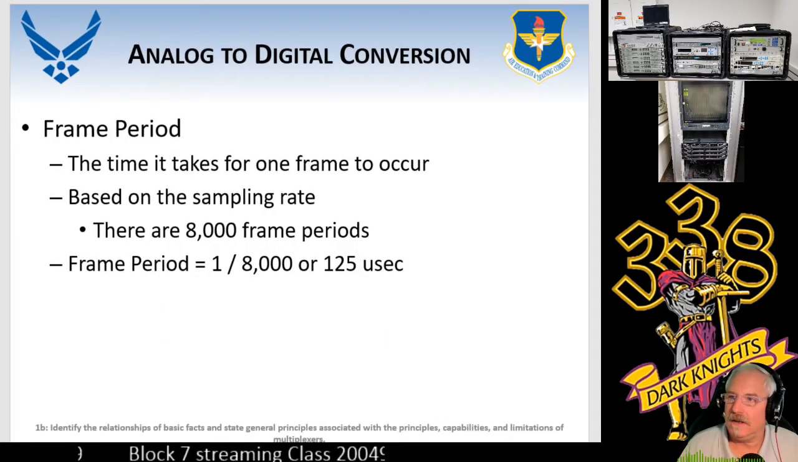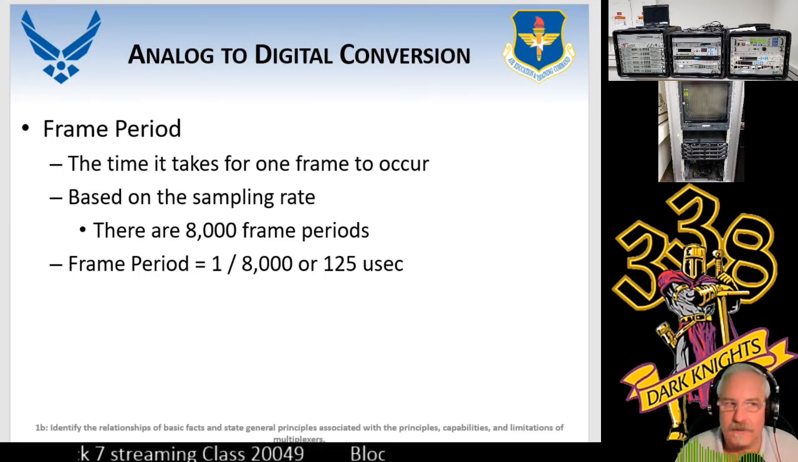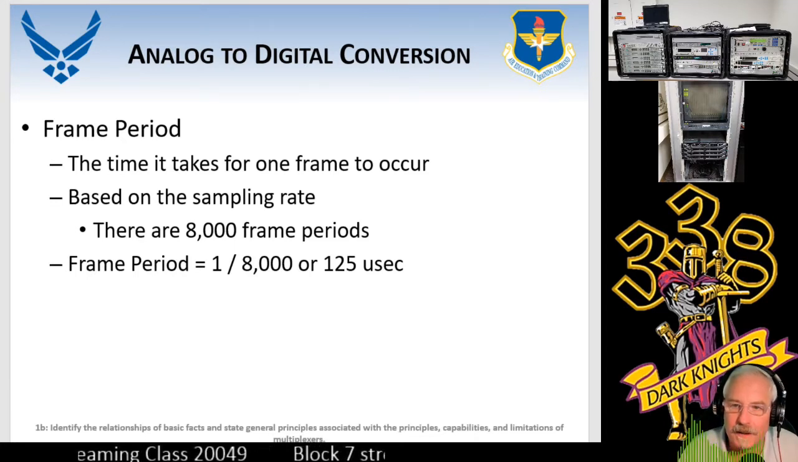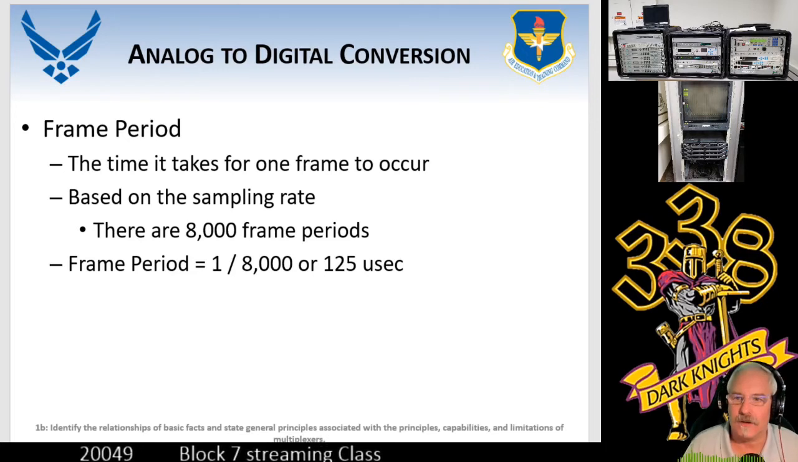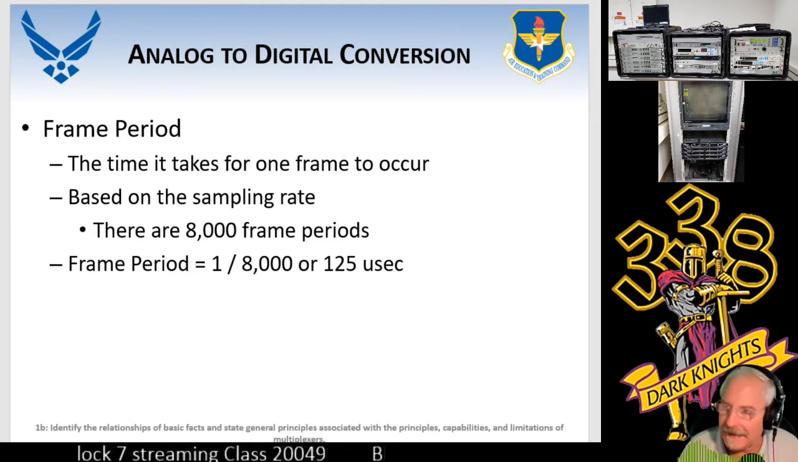So let's take a look at these next 2 before I give you some information on analog to digital and what I just went over. But I want to go through frame period. Frame period talks about the time it takes for one frame to occur. That's a definition. How do we get it? Well, just like we did the Nyquist theorem, we got 8,000 samples. In our case, the sampling rate is the frame rate. So we have 8,000 frame periods.